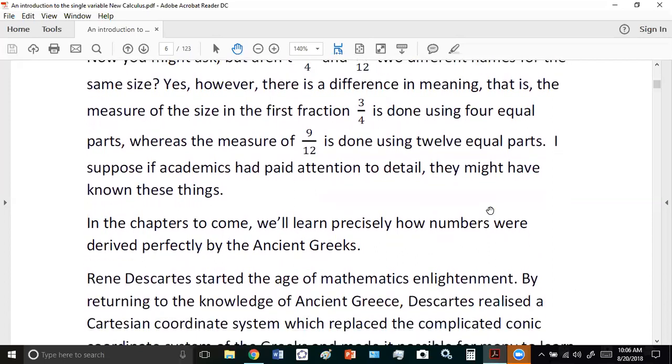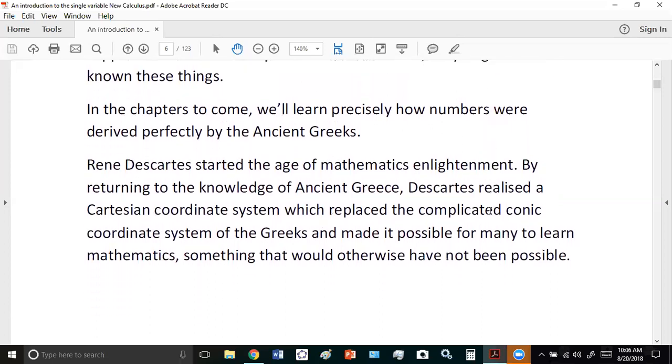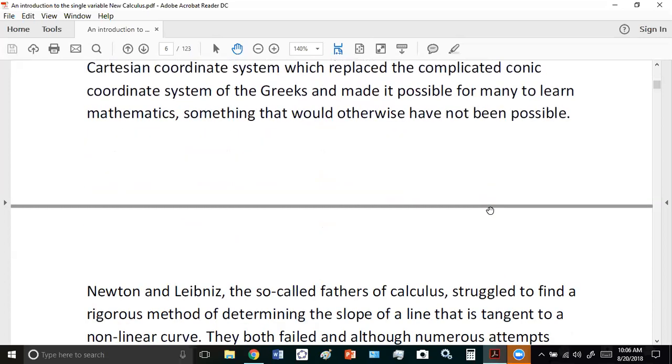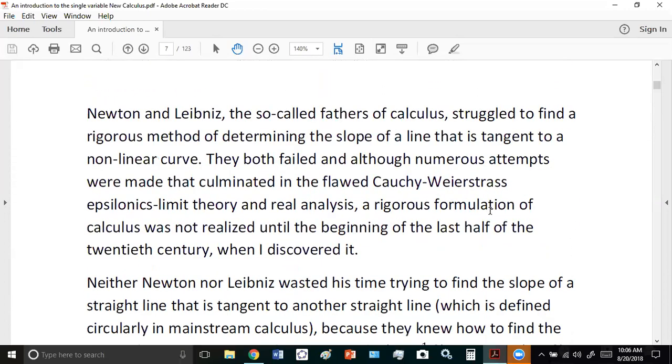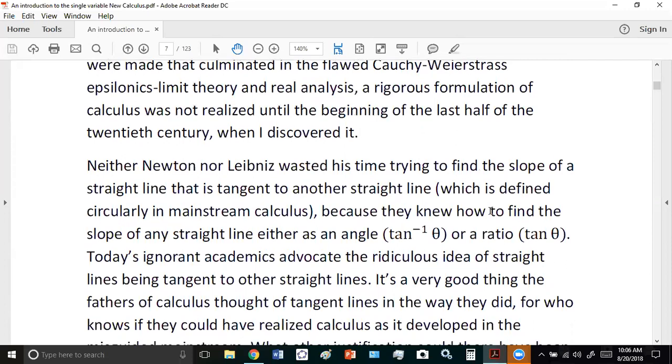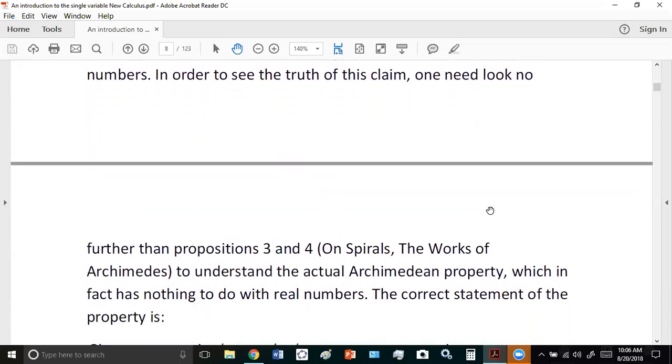And I show you exactly how the Greeks put together all the theory of the fractions. Nobody was able to do this before me because they never understood Euclid's Elements. And so they've never known. As a result, we've got misguided notions of area and volume in mainstream mathematics.